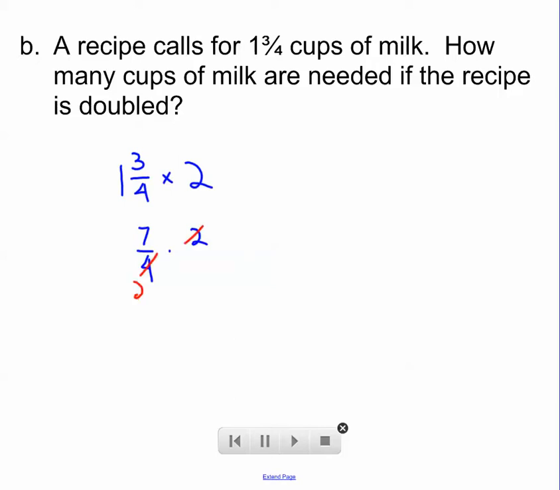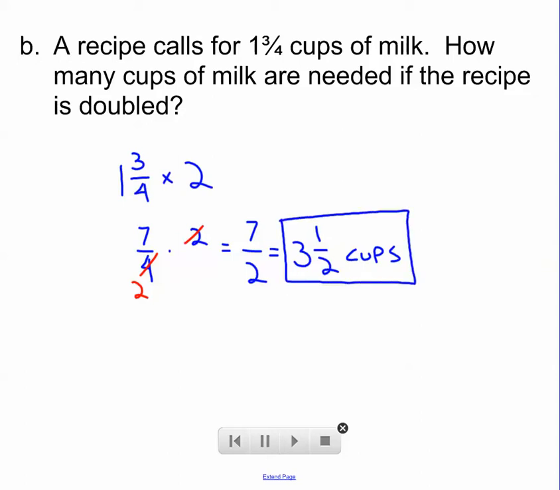2 divided by 2 is 1. 4 divided by 2 is 2. Now we can multiply. 7 times 1 is 7. 2 times 1 is 2. Or just, you see your answer right there, 7/2. Which can be made into a mixed number, 3 1/2. So 3 1/2 cups of milk are needed if this recipe is doubled.